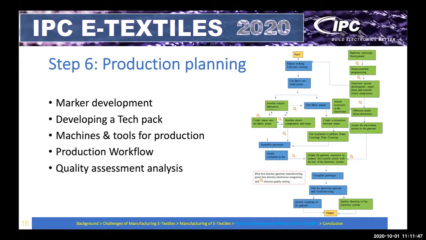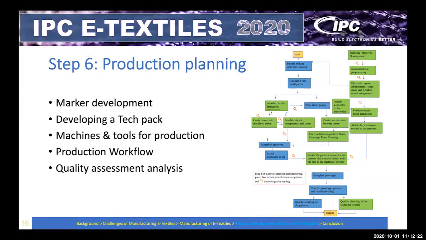Once you have a prototype, the next step is to develop e-textile garments in bulk. To produce garments in bulk, production planning is needed to ensure smooth and uninterrupted production. Here I have listed some of the steps involved in production planning. All these steps are very common in traditional apparel manufacturing, but you have to modify them for e-textile. For example, for marker development, in the apparel industry we typically use a marker to cut fabric pieces in bulk. So we have to do that for e-textile as well.